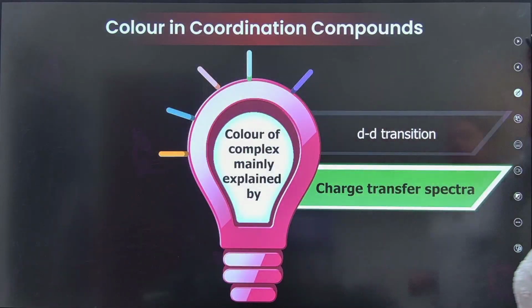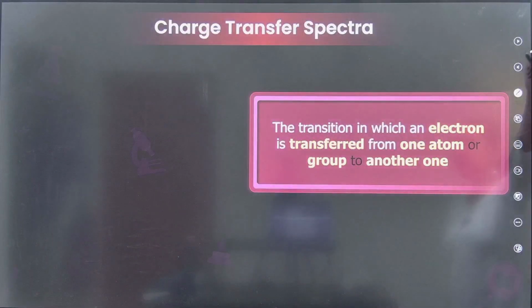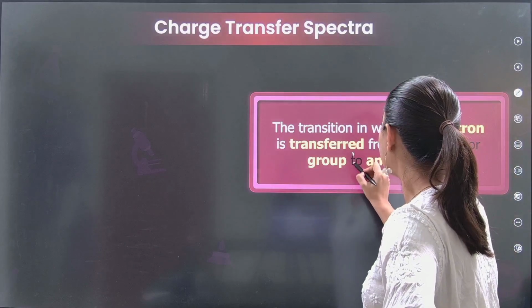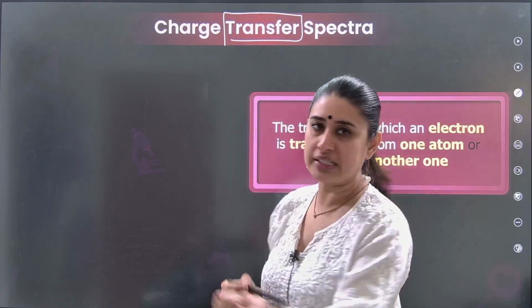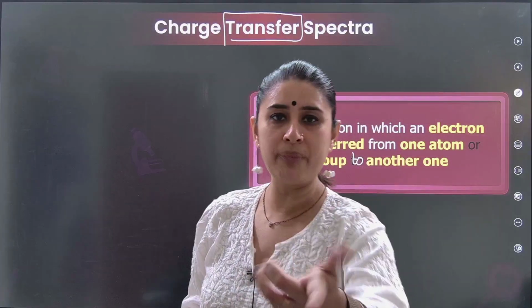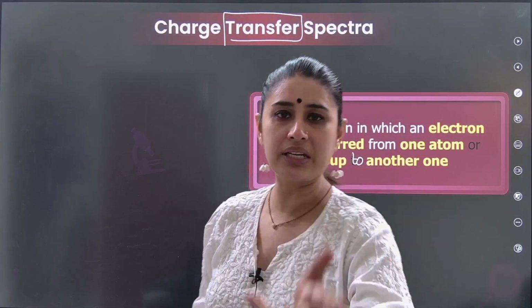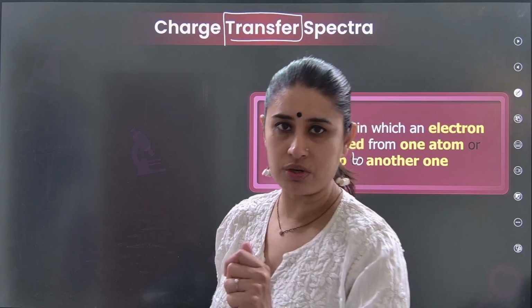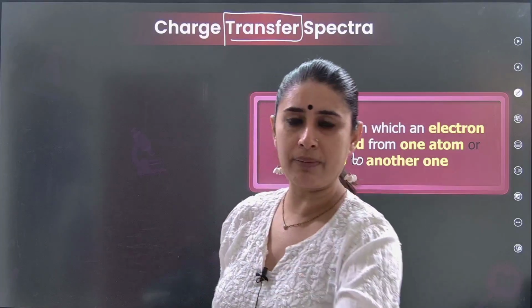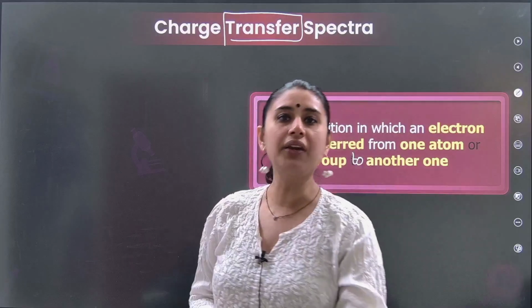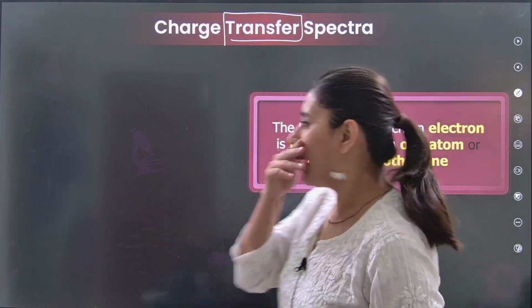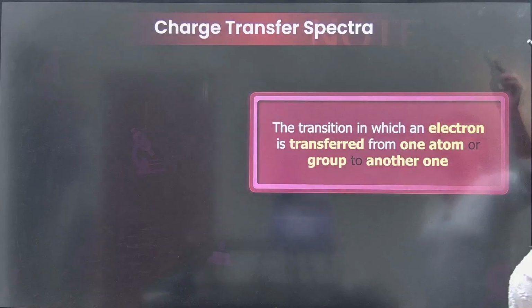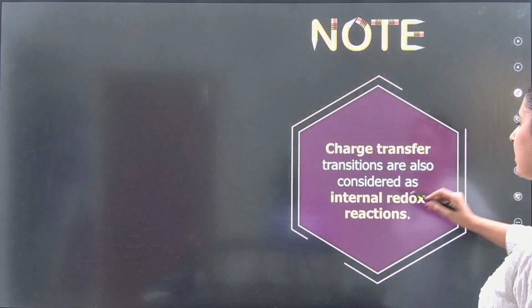Charge transfer spectra are of various kinds. The transition in which the electron is transferred from one atom to another, like it says, there is going to be some transfer, like the transfer of money. So from a bank, the money has been transferred to your account. From somebody's bank to somebody else's bank, there is a transfer. So here also there is going to be a transfer. Now, what kind of transfers are possible? Like I said, there are two transfers that we shall be studying.